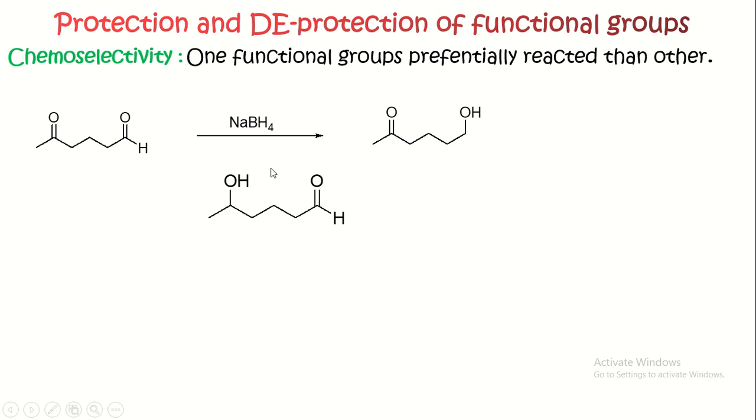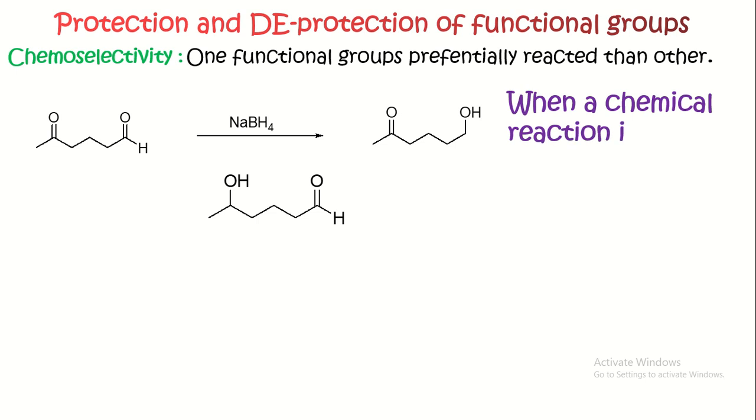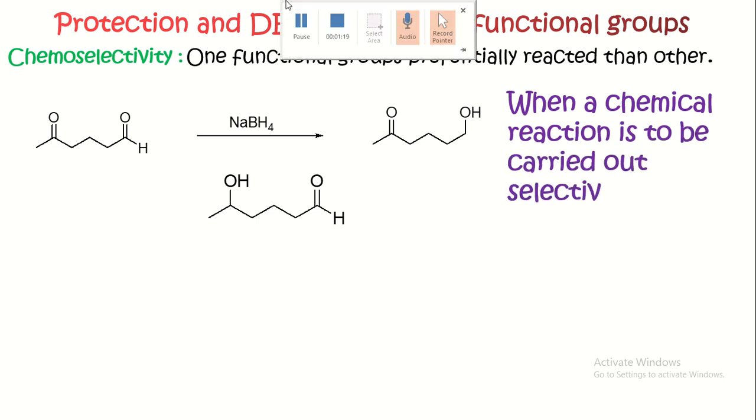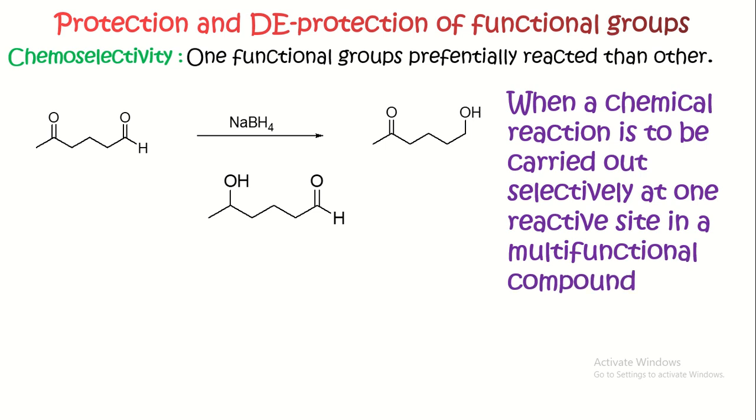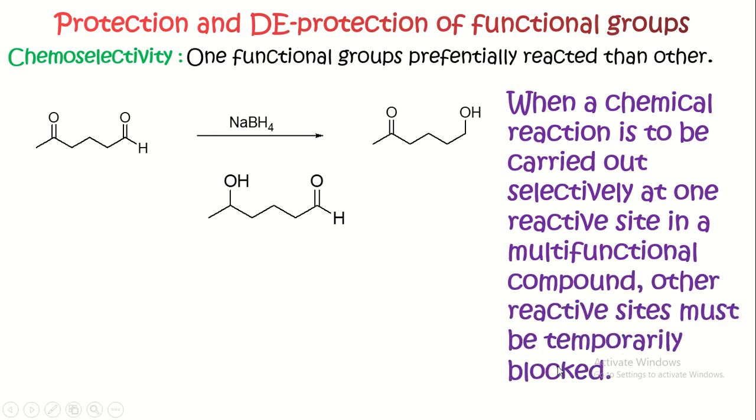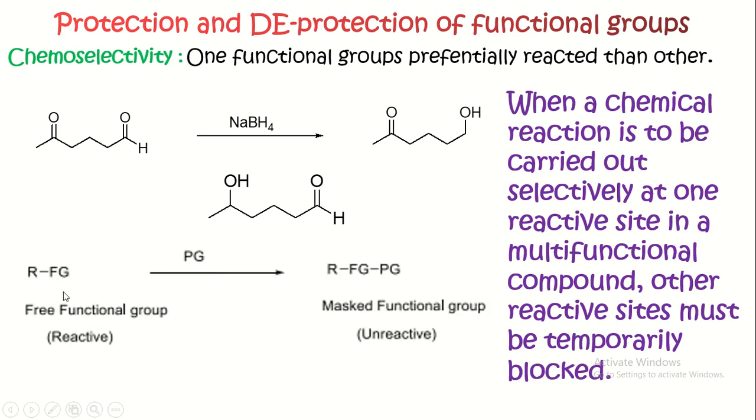This can be done by blocking the reactivity of the aldehyde group by using some specific group, and it is called protection of the aldehyde group. So simple. Protection means when a chemical reaction is to be carried out selectively at one reactive site in a multifunctional compound, then the other reactive site must be temporarily blocked. By using a protecting group, the functional group is converted into an unreactive form.